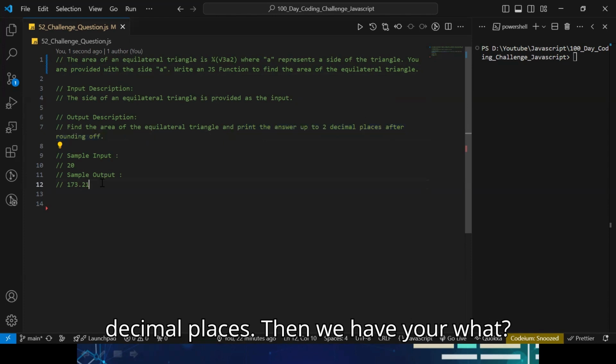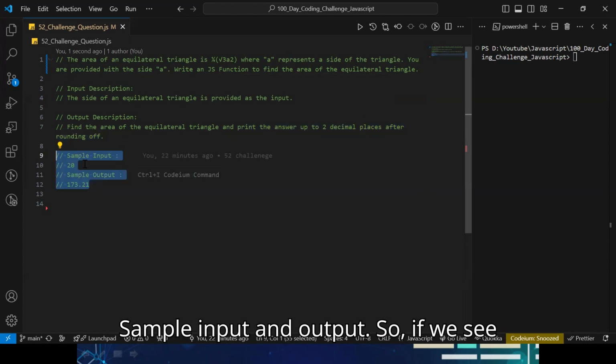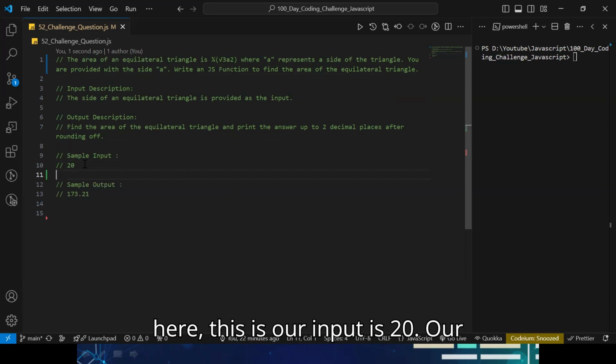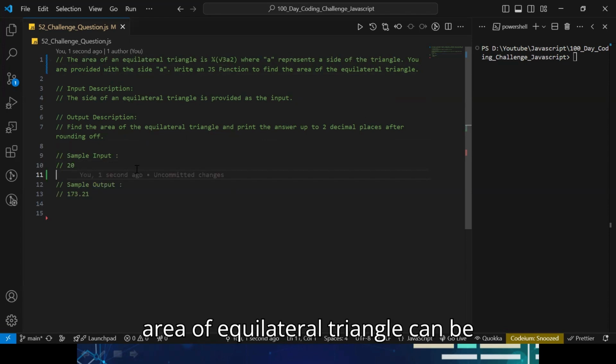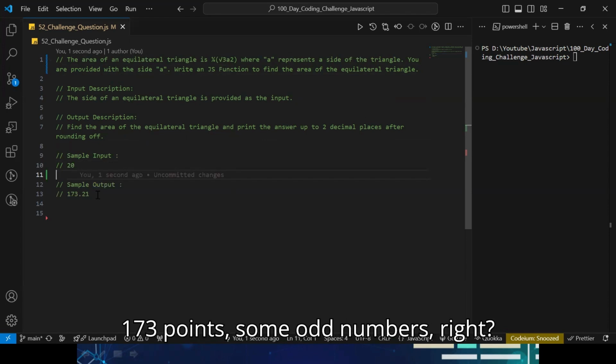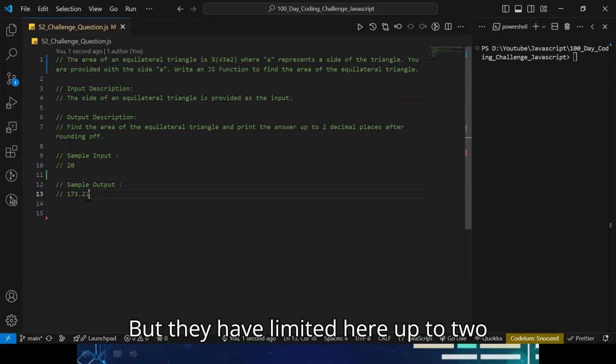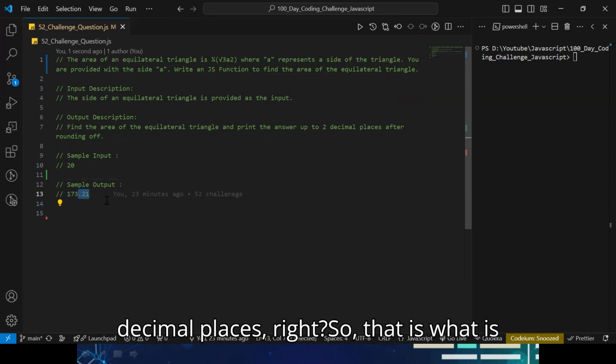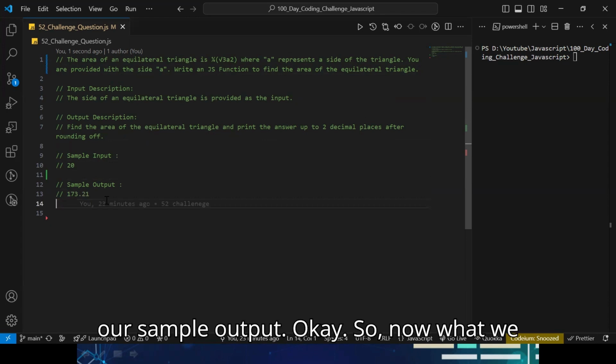Then we have the sample input and output. If we see here, our input is 20. Our area of equilateral triangle can be 173 point some odd numbers, right? But they have limited it to 2 decimal places, right? So that is our sample output, okay?